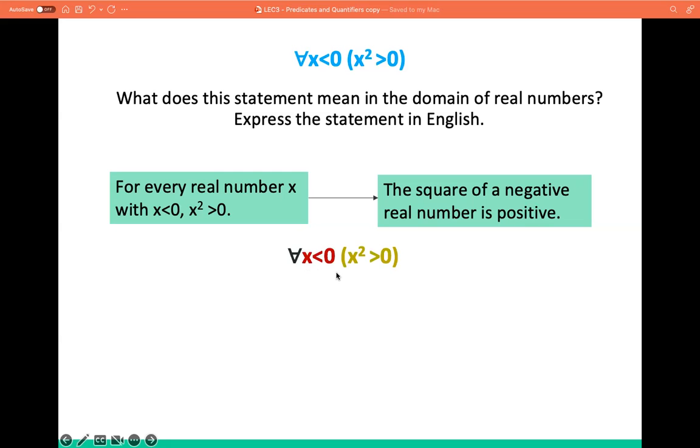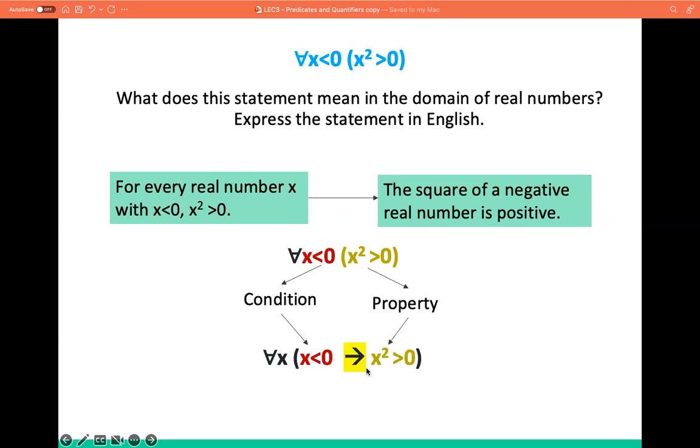Now we identify the condition or the restriction. We have x is less than 0. The number should be less than 0, and its property should be x squared is greater than 0. And we can express that using an equivalent statement using implications. As you can see here, we have for all x, x is less than 0 implies that its square is positive. We have made the condition, or the restriction, the hypothesis.